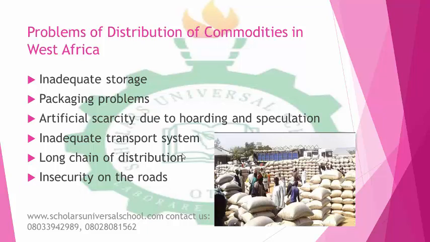The third problem is artificial scarcity. We have so many middlemen creating artificial scarcity, hoarding agricultural produce just because they want to increase the price.